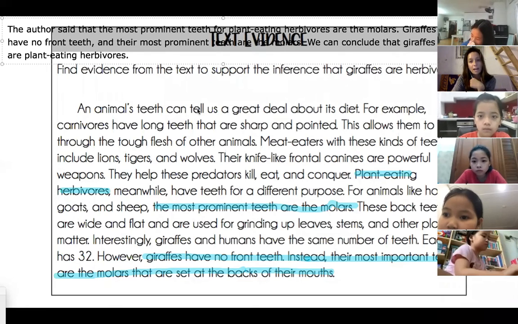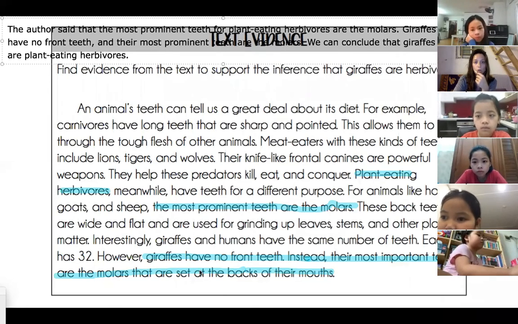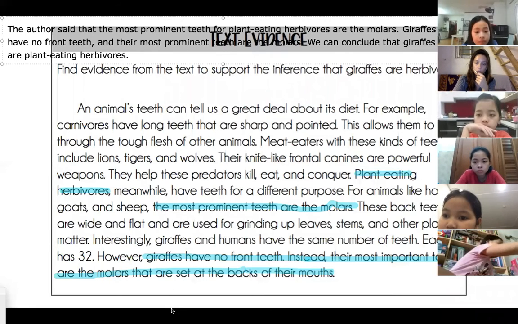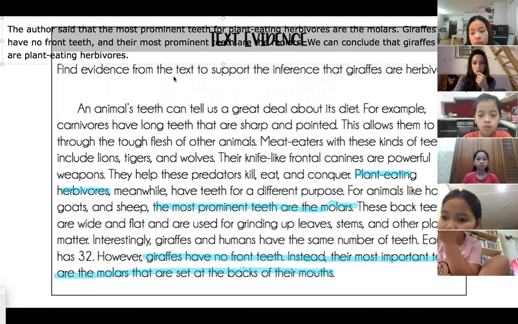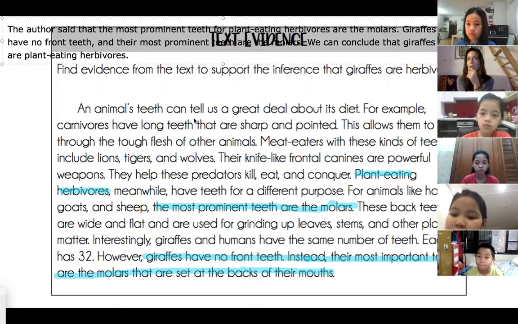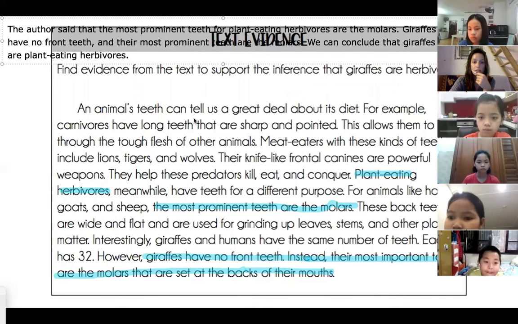So it's kind of like a math problem. Plant-eating herbivores using the molars plus giraffes using their molars equals giraffes are herbivores. Does that make sense? Yes. Okay. And then when you're writing your text evidence sentences, you can write it and then read it aloud back to yourself and ask yourself, does this make sense? And if not, then you might need to go back and change how you have written your sentences.